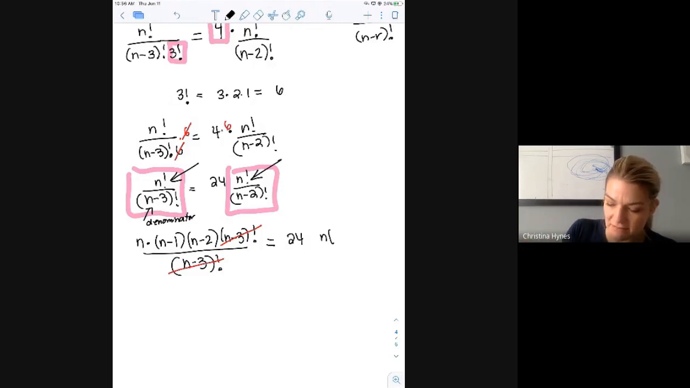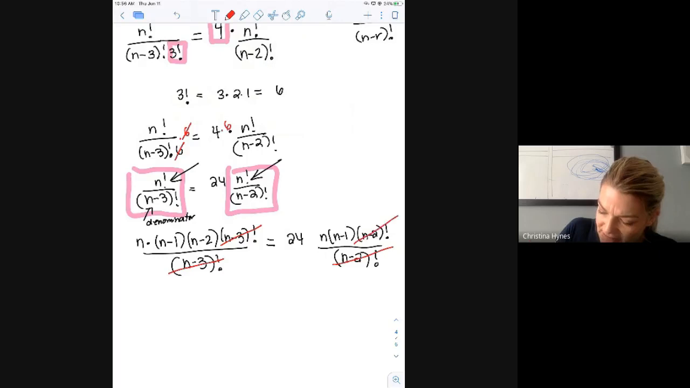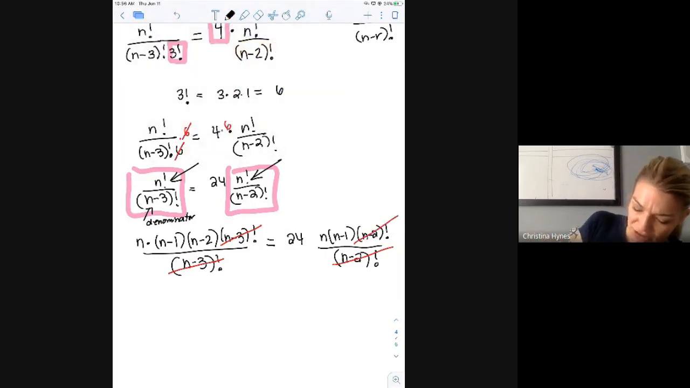After n comes n minus 1. After n minus 1 comes n minus 2. And you stop there because I have the exact same factor at the bottom. Now you're going to cross off the n minus 2 and the n minus 2, as you can see. So what you're left with on the left side is n and n minus 1, n minus 2 after you crossed off those n minus 3s. And on the right side, you have 24, n and n minus 1.